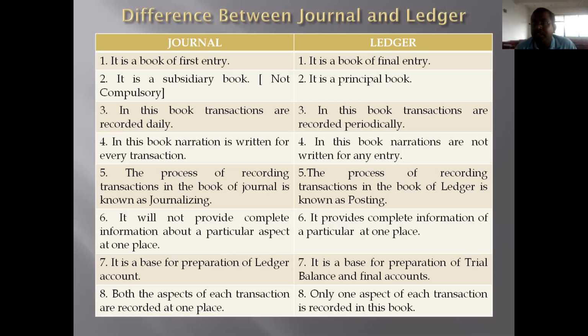Meaning, in the book of ledger, only one aspect of each transaction is recorded. For example, in the cash account, you are going to record only information about cash. You are not going to record information about sales or purchases. For sales, there will be a separate account called sales account. For purchases, there will be a separate account called purchases account. But the same thing will not happen in case of journal. We will be recording all the aspects of each and every transaction at one place in the book of journal.